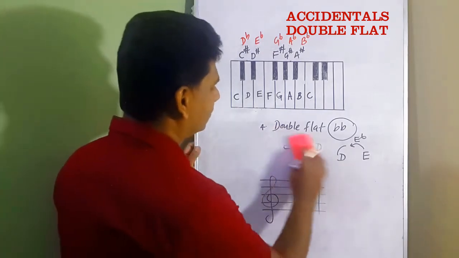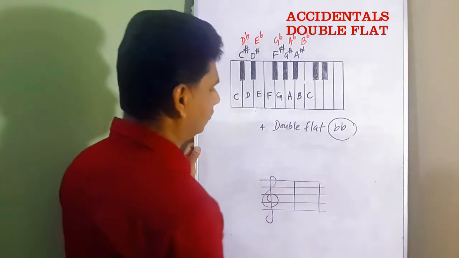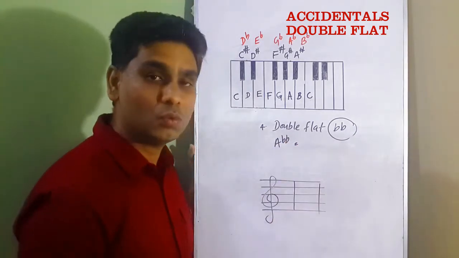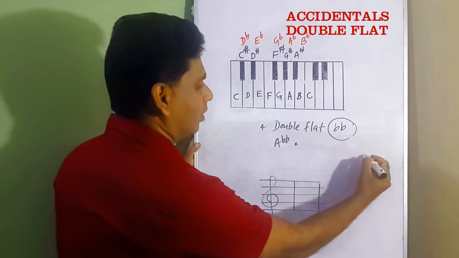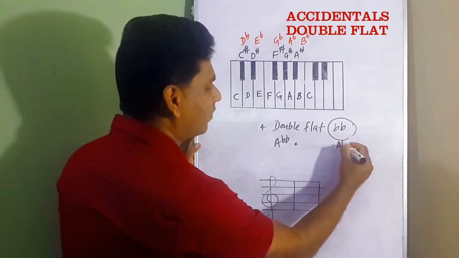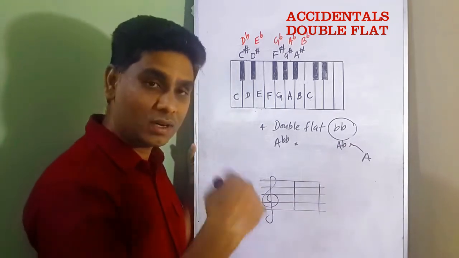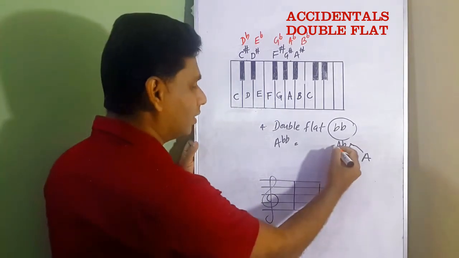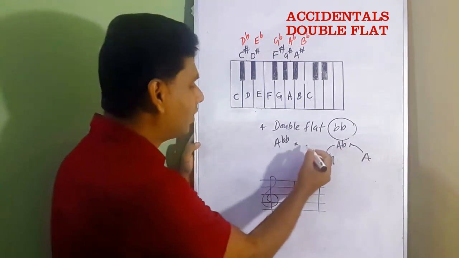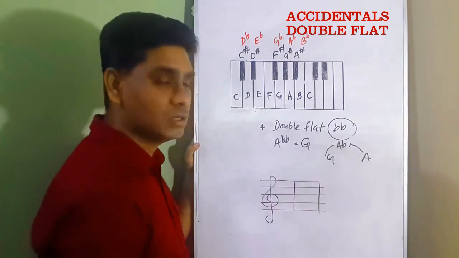Another example. A double flat. What does it mean? Lower a semitone from A, then it goes to A flat. Then lower another semitone from A flat, then it goes to G. Therefore, A double flat is equal to G.